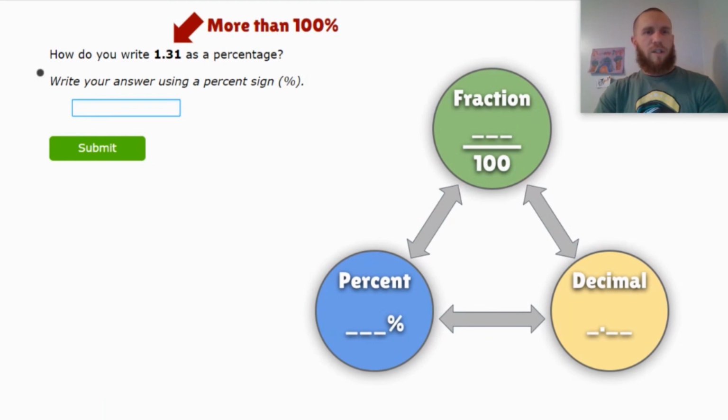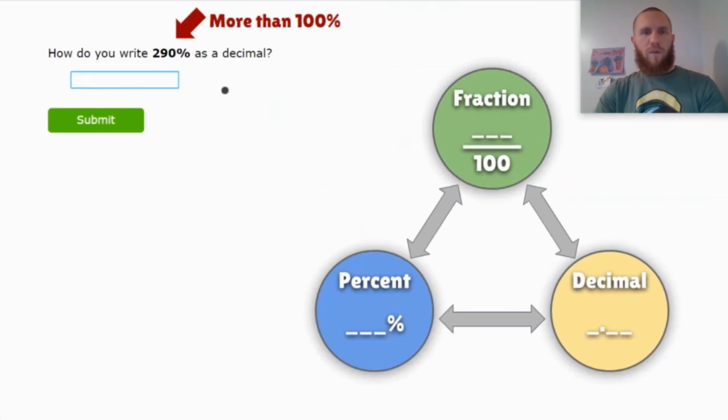Next question. How do you write 1 31/100ths as a percentage? Well, it's just as quick. 1.31 is a decimal. That is equivalent to 131 over 100, which is equivalent to 131%, which is the answer.